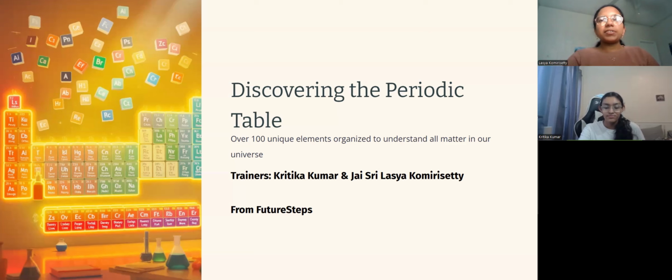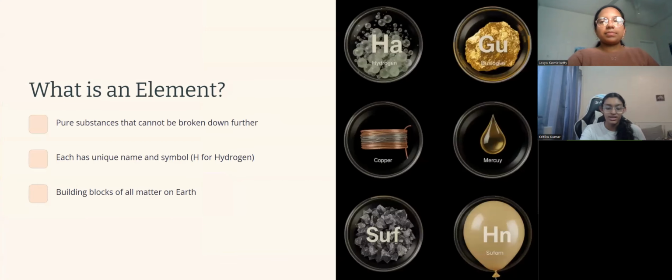Today we'll be discovering the periodic table. We have over 100 unique elements organized to understand all matter in our universe with the periodic table. So now, without wasting any time, let's get into what an element is.